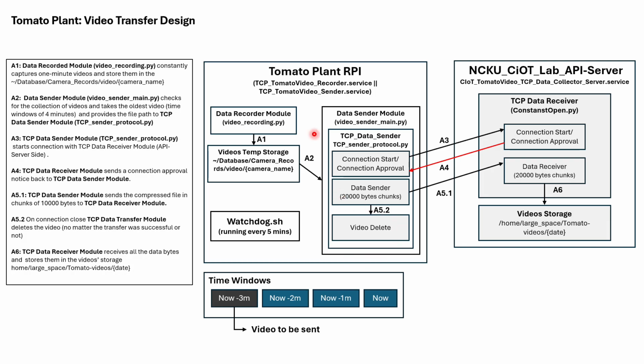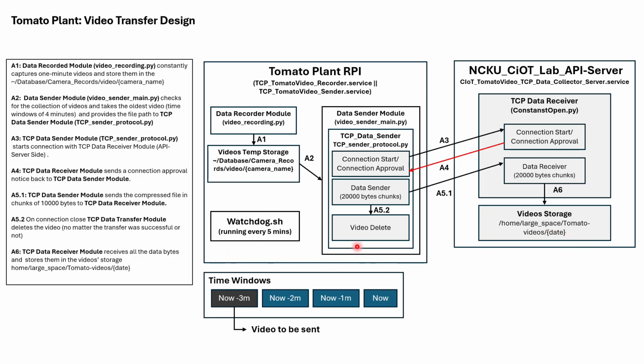Why? Because, as you know, the tomato plant doesn't have much storage space inside, so we delete all the videos immediately after we have successfully sent them to avoid a lack of storage, which could cause issues for the tomato plant. After the data receiver has completely received the whole data, it will store it in the home large space tomato videos folder with a specific date.